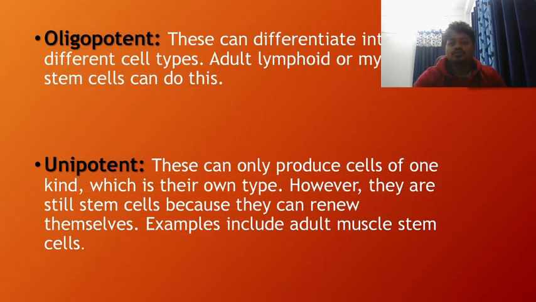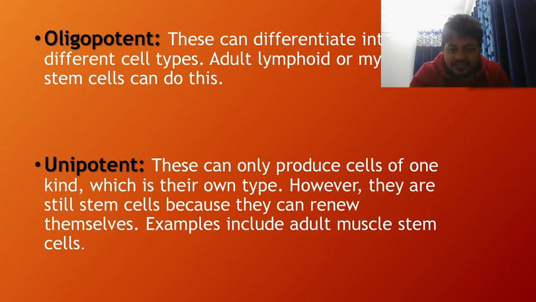And the other two important types are oligopotent stem cells. They can differentiate into a few of these, like the lymphoid stem cells. The adult lymphoid has this type of few stem cells that can produce a few lineages. They have less potency than the multipotent stem cells.